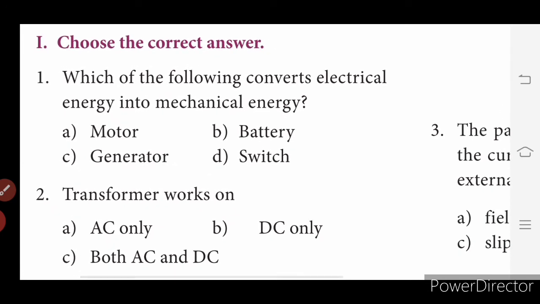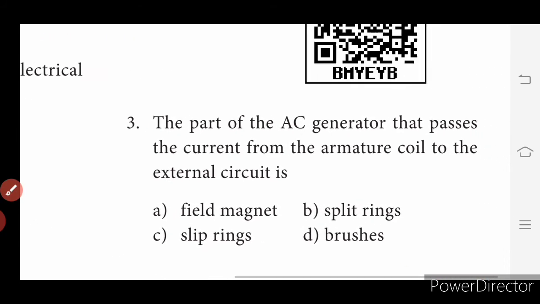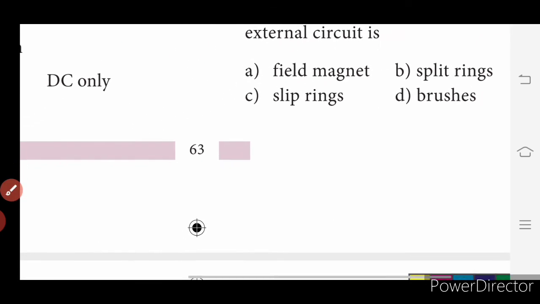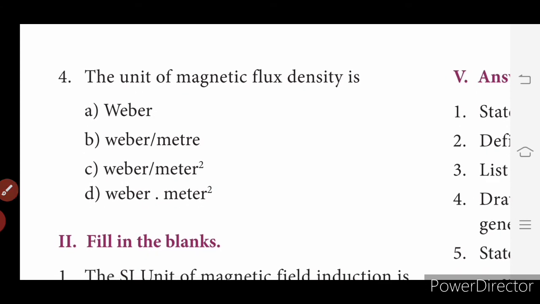Choose the correct answer. Which of the following converts electrical energy into mechanical energy? Motor. Transformer works on AC. Then the third one, a part of the AC generator that passes the current from the armature coil to the external circuit is brushes. Then the fourth question, the unit of magnetic flux density. We have already discussed it in the first session itself. Weber per meter square. So next, fill in the blanks.